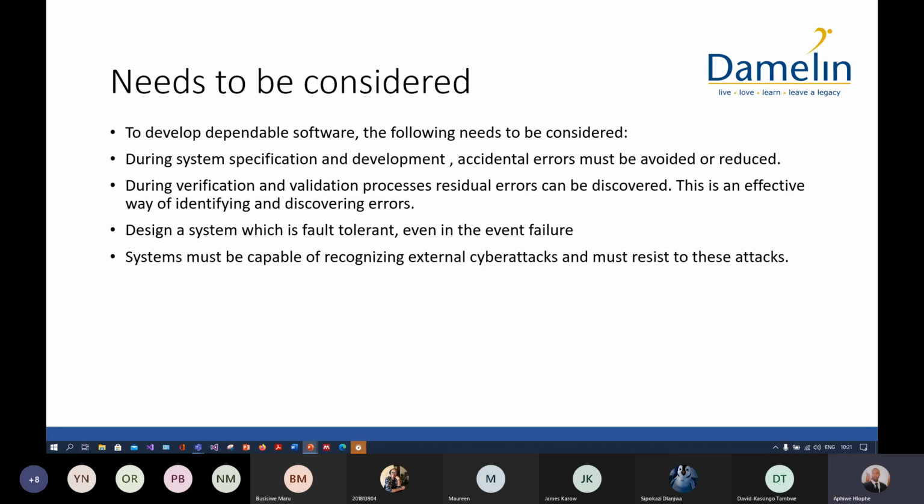So it needs to be considered. Okay, to develop dependable software, the following needs to be considered. During the system specification and development, accidental errors must be avoided or reduced. One way of doing this or avoiding this is by choosing the correct software development lifecycle.